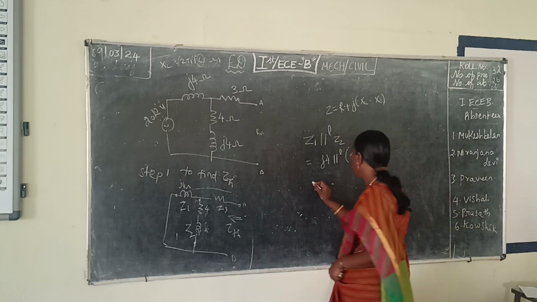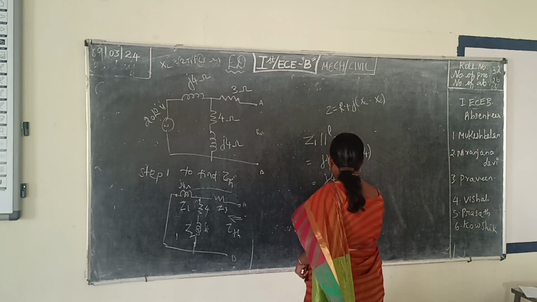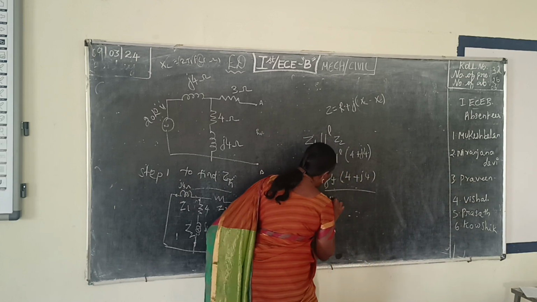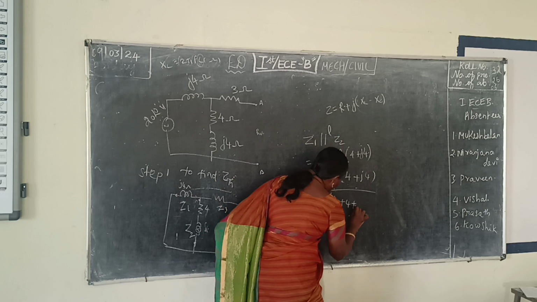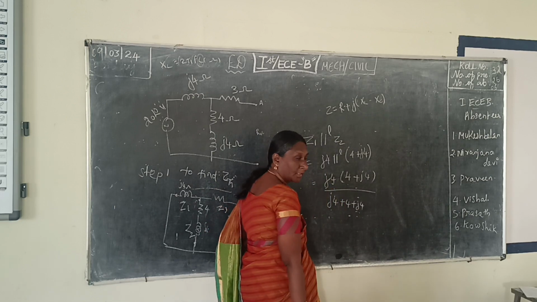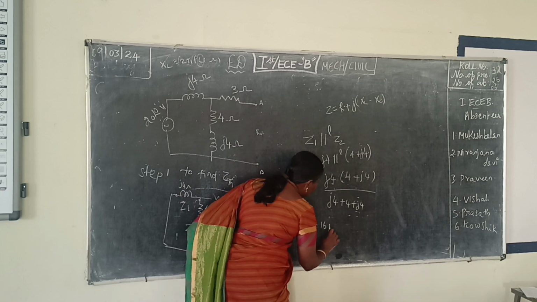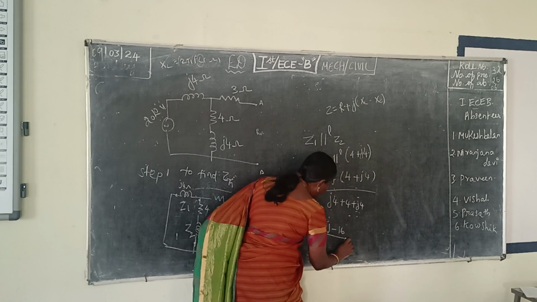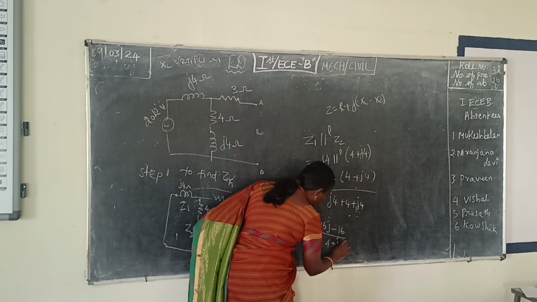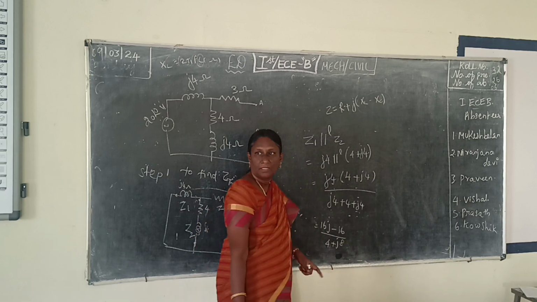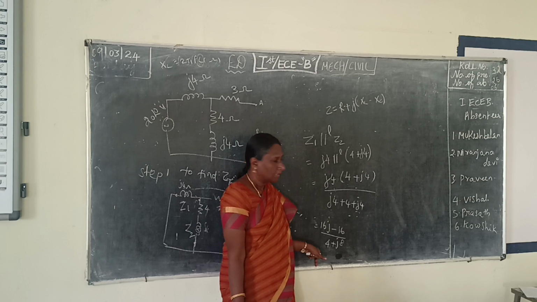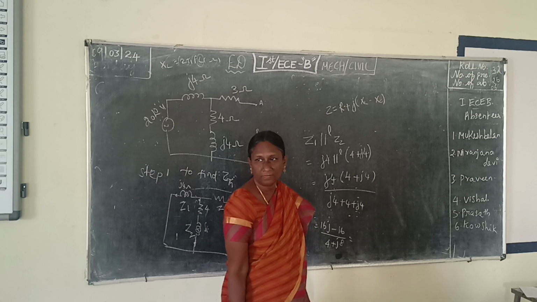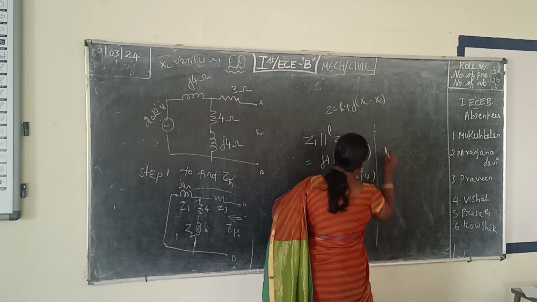Now this parallel means J4 into 4 plus J4, divided by J4 plus 4 plus J4. So this is equal to 16J minus 16 divided by 4 plus J8. Able to understand? We are going to find the value. What is step 2? What is the next step?